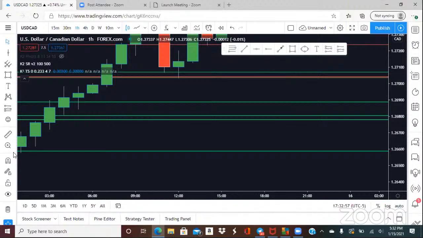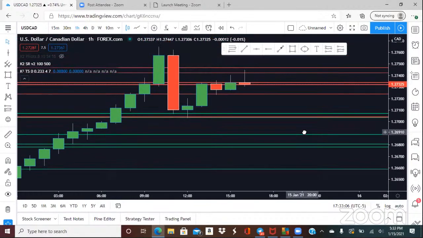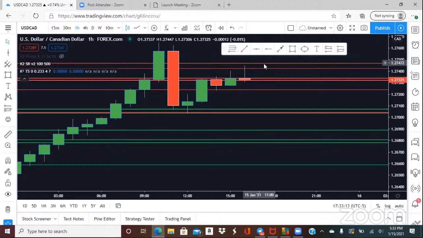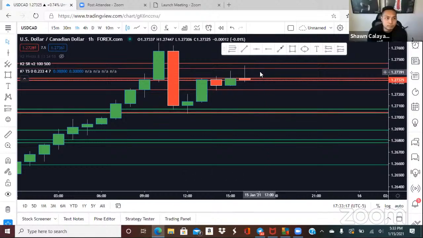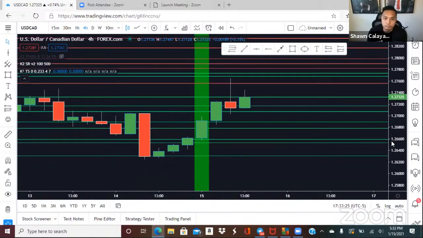Something I wanted to ask you. You see how we're on the 1 hour? How would I chart this properly, with support and resistance? Generally, I would draw the zones on the 4 hour if you're trading on the 1 hour, because the problem with the 1 hour is that the zones are too close to each other.